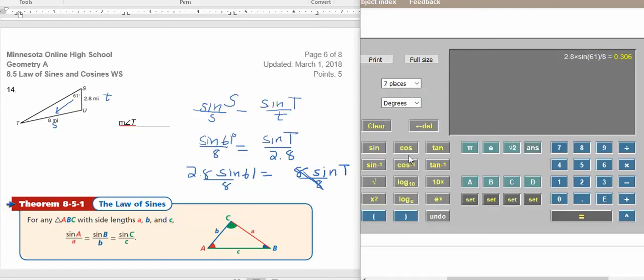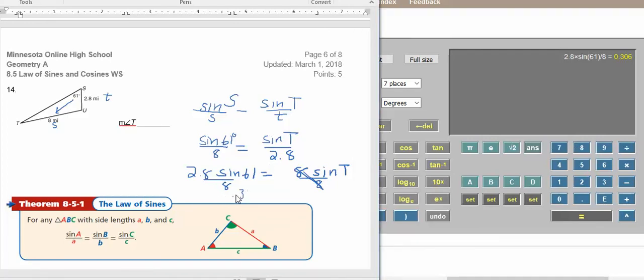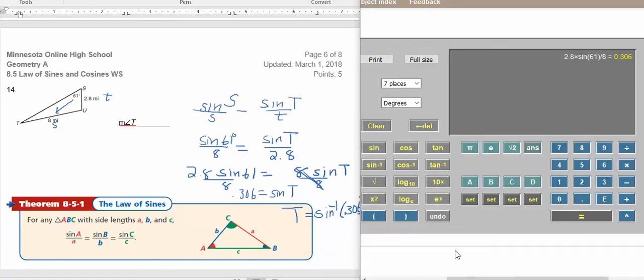Let's change that to more places. Oh, it won't change it retroactively. So 0.306 is approximately what sine of T is equal to. To find T, you have to take the inverse sine of the 0.306. That's what T will equal. So the inverse sine is right here of 0.306, and it is equal to about 17.82.